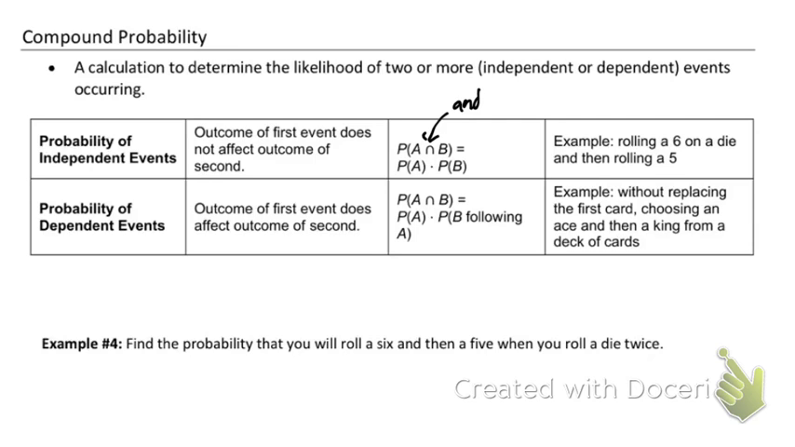And to calculate that, you just take the probability of your first event and multiply it by the probability of the second event. So in this case, the probability of rolling a 6 would be 1 over 6. The probability of rolling a 5 would be 1 over 6. So that would equal 1 over 36. Well, that's what we came up with on the other side.